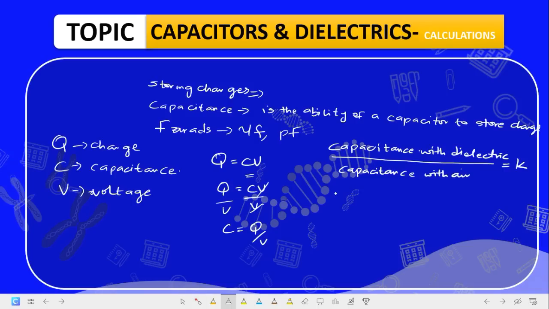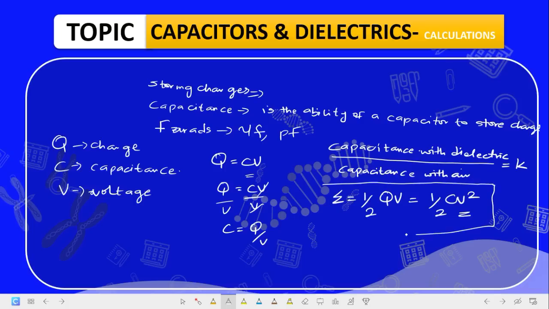Are we getting it now? Now the energy stored in a capacitor is given by half QV. This can also be broken down to half CV square. As time approaches, we'll be able to explain more on the energy. So in case you are asked to calculate the energy, you use this.